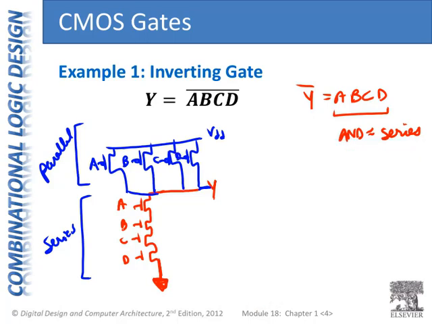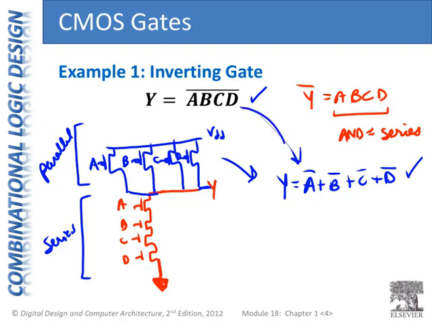If we read from our pull-up network, the equation would be Y is going to be true when A bar or B bar or C bar or D bar. In fact, that is the same as our original equation. Again, we could have started by writing this equation using De Morgan's like this, and then implementing the pull-up network first, and then writing the pull-down network. So either way works.